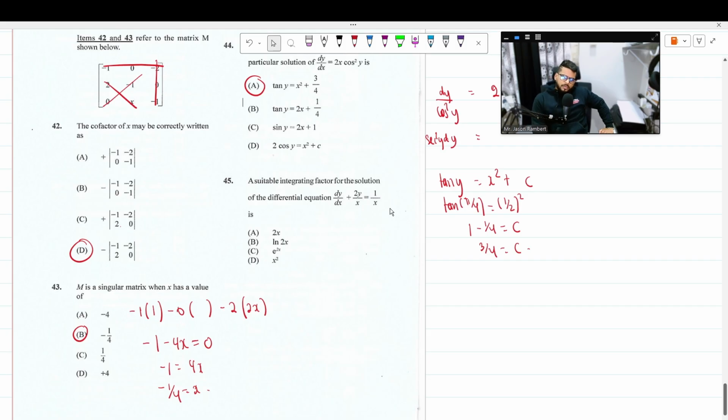A suitable integrating factor for the solution for the differential equation is going to be e to the integral of 2 over x, which is 2 ln x, which is ln x squared, e to the that is x squared. The answer is D.